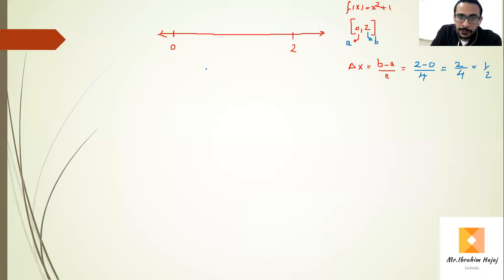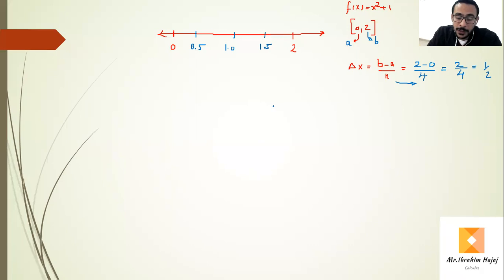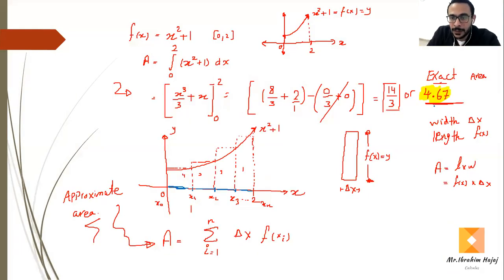Okay, guys? We divided the distance into 4 parts. So it's 0.5 and then 1.0 and then 1.5 and then 2. 4 intervals, so 4 subintervals, because I divided my area under this curve into 4 rectangles. And what are we doing now, guys? We have to find the approximation of the area under this curve using the Riemann sum, and compare it with the exact area we found by using the definite integral definition.